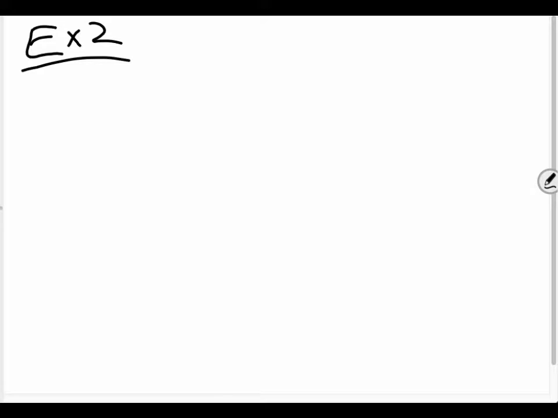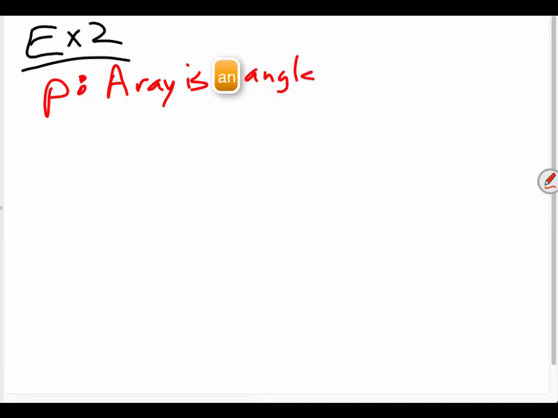Example number 2. So for P, it says that a ray is an angle bisector. Okay, so then the conclusion. Sorry, not hypothesis. Mr. Adams is having a rough day. I've got to let the coffee kick in.